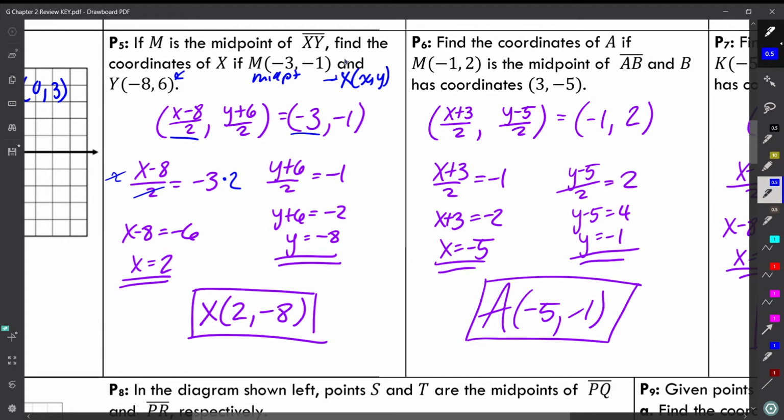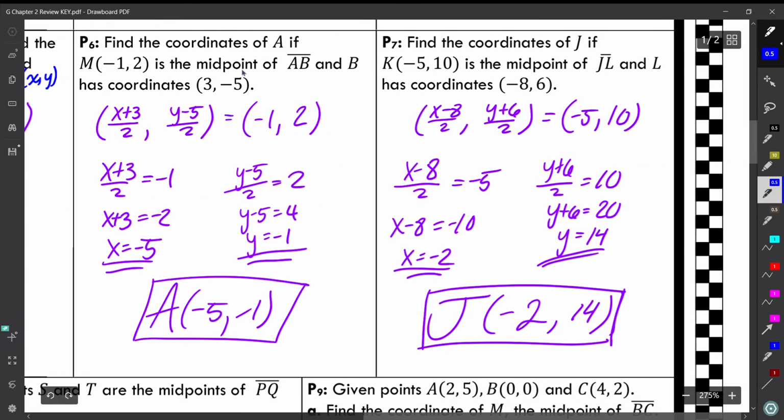Okay? Do the same thing for the y's. Y plus 6 over 2 is equal to this -1 now. Multiply both sides by 2. Y plus 6 is equal to -2. And then subtract the 6, you get y is equal to -8. So my point X has the coordinates 2, -8.